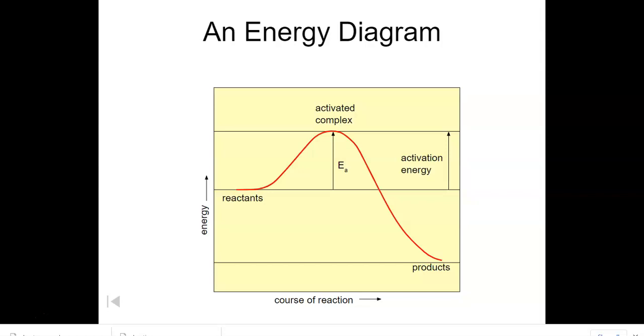Some of it might be adding what's called a catalyst, which we're going to talk about in a little bit. It may be making sure you have enough reactants. So there are things you can do that affect your activation energy. And then once that happens, your reaction occurs and your products are made.